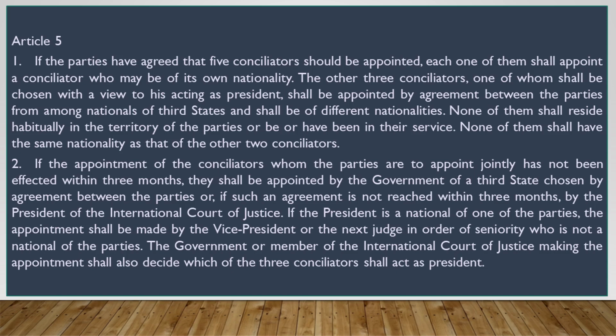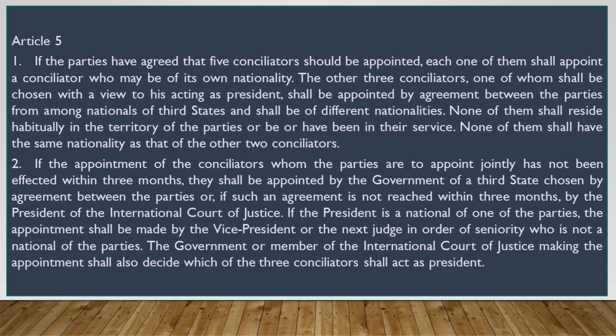Article 5. 1. If the parties have agreed that 5 conciliators should be appointed, each one of them shall appoint a conciliator who may be of its own nationality. The other 3 conciliators, one of whom shall be chosen with a view to his acting as president, shall be appointed by agreement between the parties from among nationals of 3rd states and shall be of different nationalities. None of them shall reside habitually in the territory of the parties or be or have been in their service. None of them shall have the same nationality as that of the other 2 conciliators.